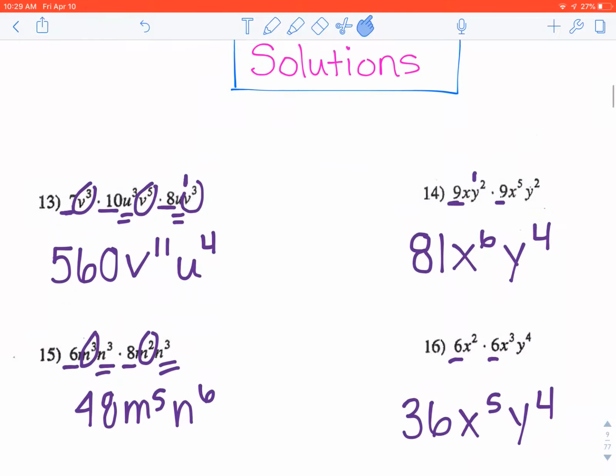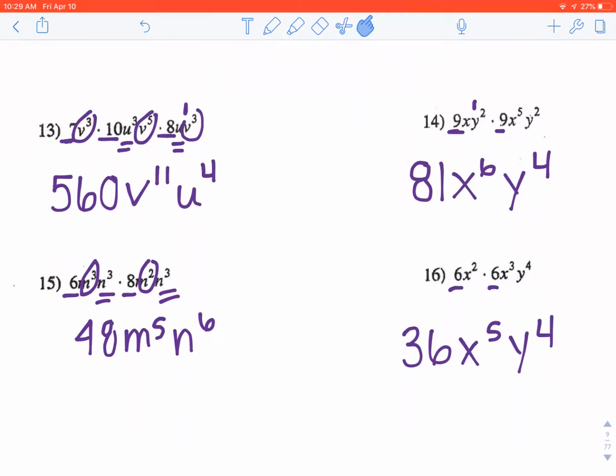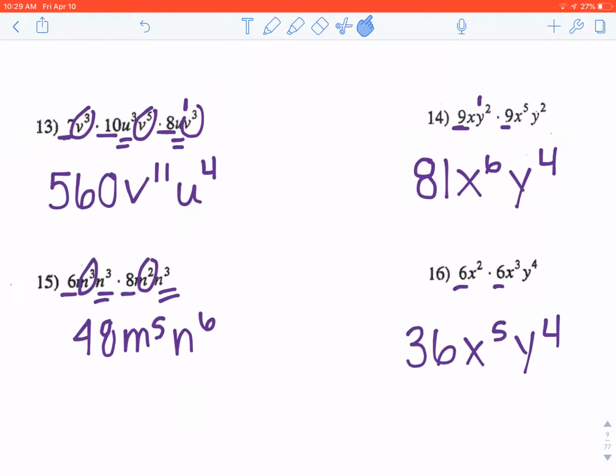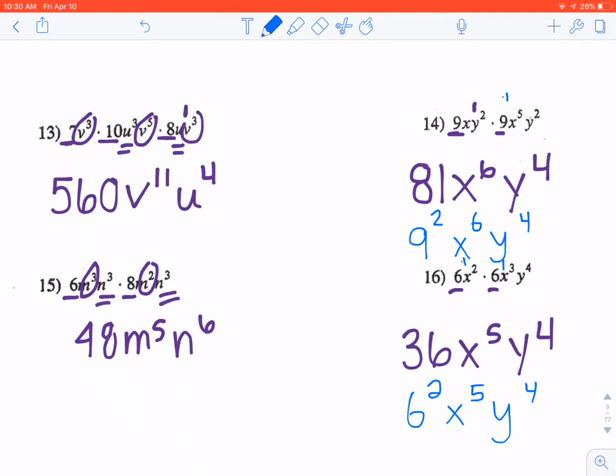Okay. Here are your warm-up solutions. So again, hopefully you had a chance to do these. The only one that I want to look at is number 14. You also could have had, based on what I said on the review, 9 to the 2nd, x to the 6th, y to the 4th, and same thing for 16. You could have had 6 to the 2nd, x to the 5th, and y to the 4th.